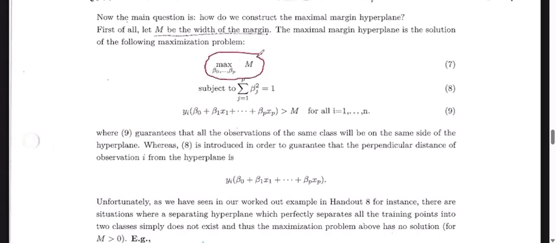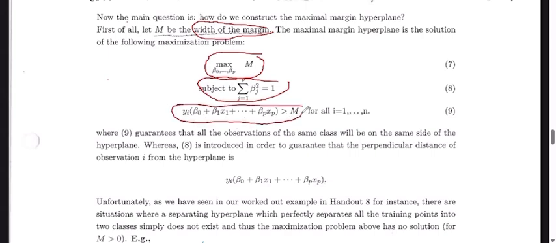Okay, the M here represents the width of the margin. Don't forget, it's a maximization problem. And if you want to do that, it's going to be subject to that equal to 1, subject to that equal to 1. And of course, y multiplied by that is greater than m.